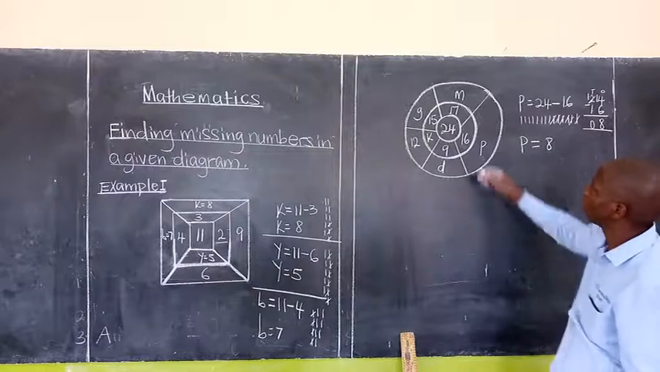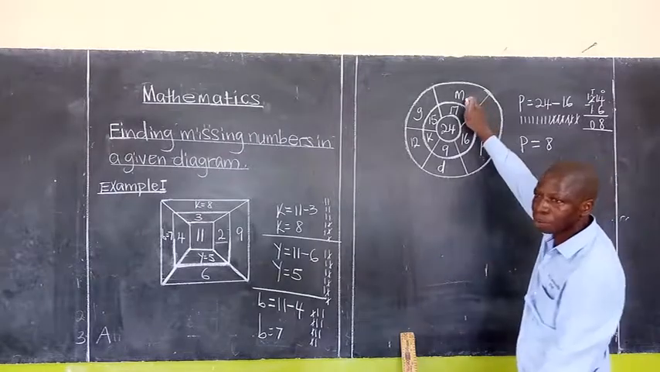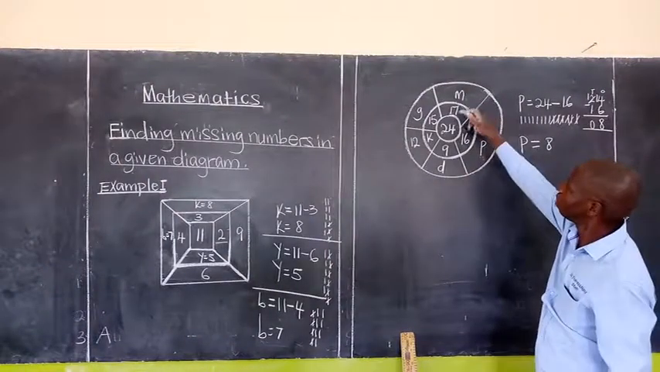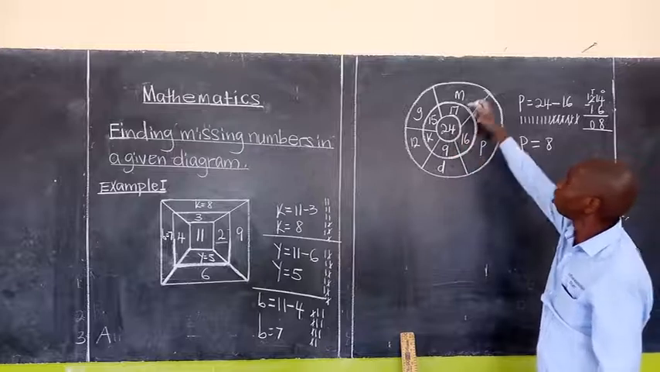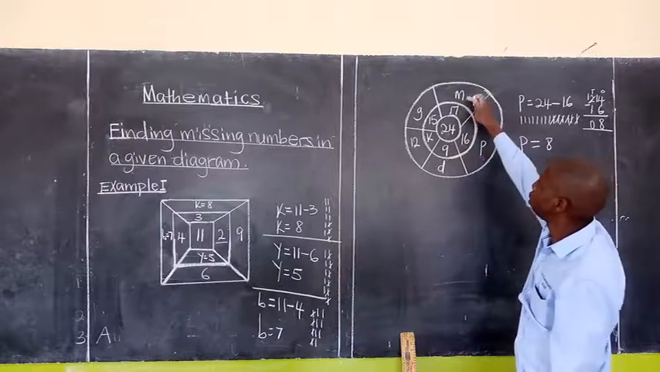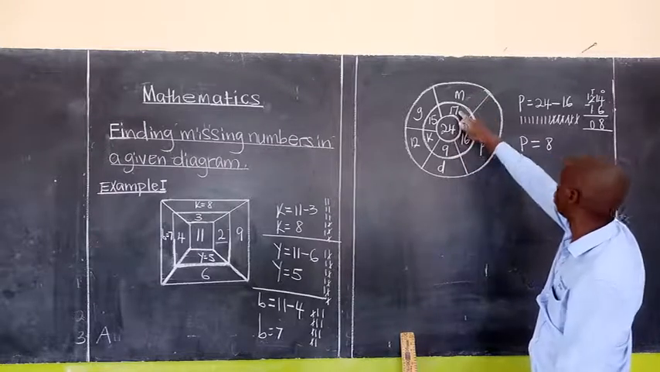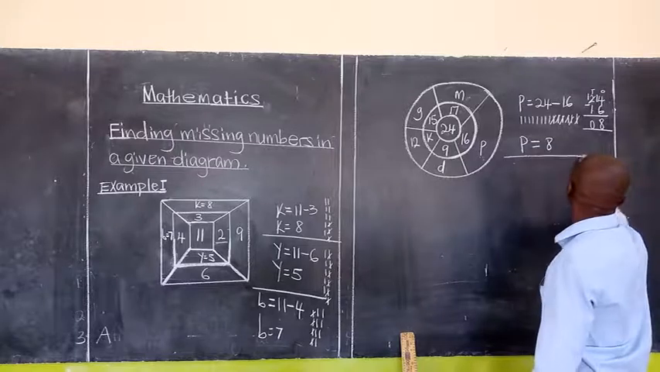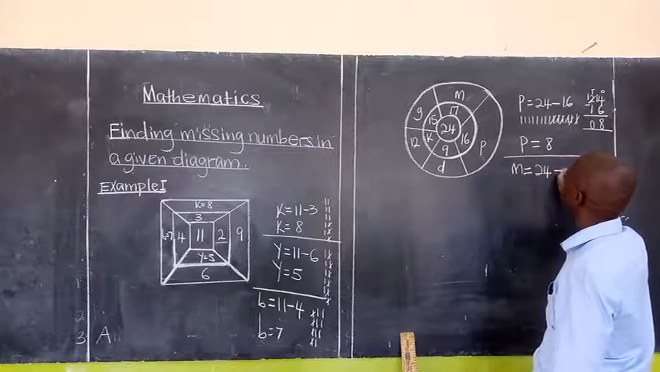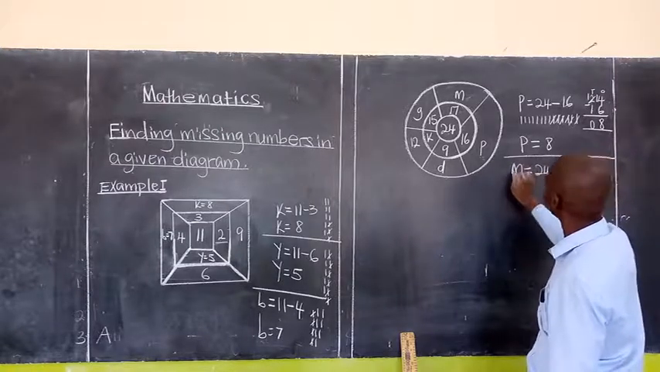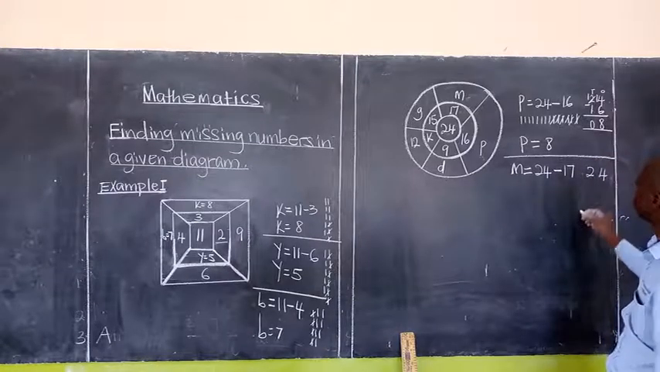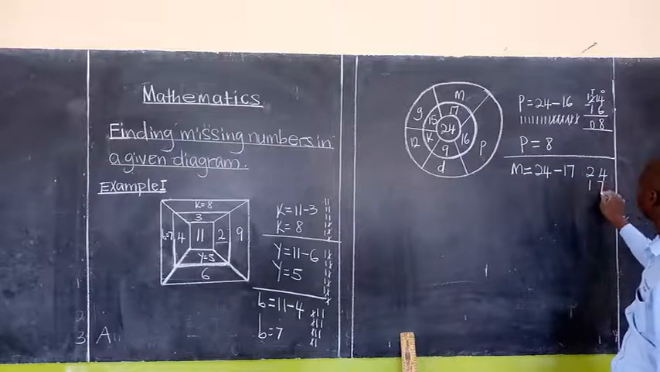So can we please find out what is here? The value of M? We shall get M by still subtracting 17 from 24, because once you add M plus 17, you end up getting 24. So how do you get M? It is 24 take away 17. So M equals 24 take away 17. Use the vertical method. We looked at subtraction in our previous lessons.